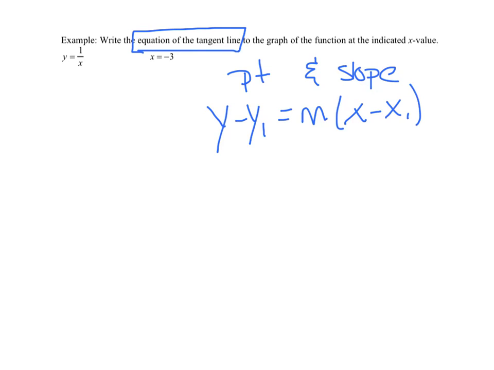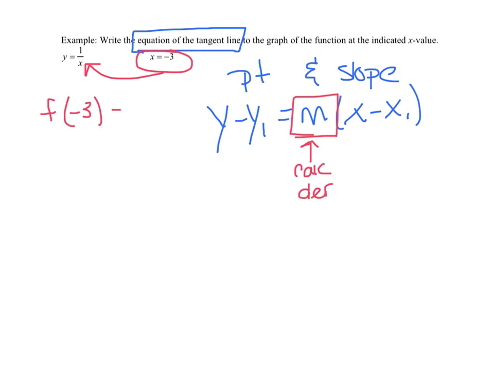Now, what part do you think is calculus? Well, remember, we said the word derivative means the word slope. To get this value, we need to use our calculus, or take our derivative. The rest of it shouldn't be any calculus. Common sense tells you if you have an x value and you want the y value, just simply substitute in to get your y value. So I'm going to find f of negative 3, and f of negative 3 is 1 over negative 3. So the point they want me to use is negative 3, comma, negative 1/3. So I'm halfway done. All I need now is the slope, which means take the derivative.